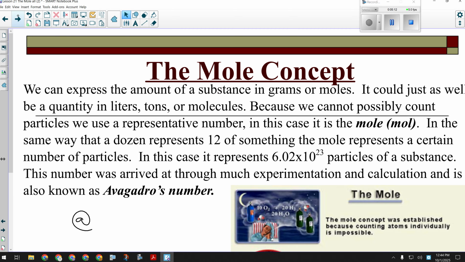If you look up here on your periodic table, the atomic mass for hydrogen is just barely over 1 gram. That's because if I have 6.02 times 10 to the 23 hydrogen atoms, they will have a mass of 1 gram. That is true for every element on the periodic table. If I have 6.02 times 10 to the 23 atoms of lithium, it'll have a mass of 6.94 grams. Why is it more?